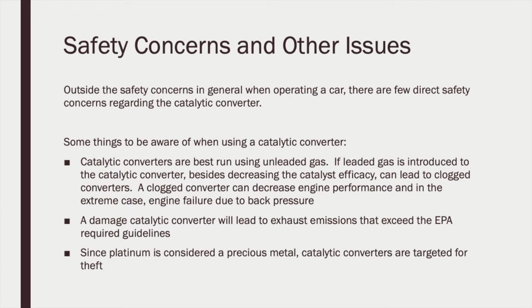Some safety concerns should be taken seriously when considering the design of a catalytic converter. It is best to use unleaded gas because leaded gas not only decreases the catalyst efficiency, but also can clog the converter. As a result, the engine could fail due to back pressure. A damaged catalytic converter will lead to exhaust emissions that exceed the EPA required guidelines. Platinum is a precious metal, therefore it is more susceptible to be stolen.